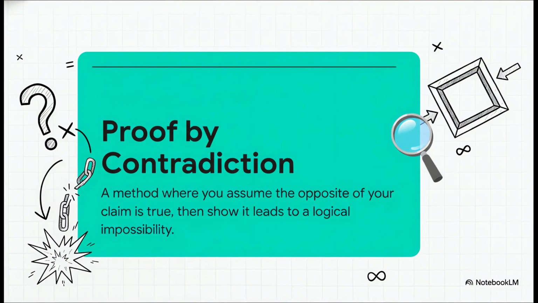To prove something is true, we're going to start by pretending it's false. We'll say, okay, let's just assume for a minute that the opposite is true. Then, we follow that logic, step by step, until it leads us somewhere totally impossible. Something that just breaks math. And when that happens, we've found our contradiction. That's the moment we know our first assumption had to be wrong from the very start.